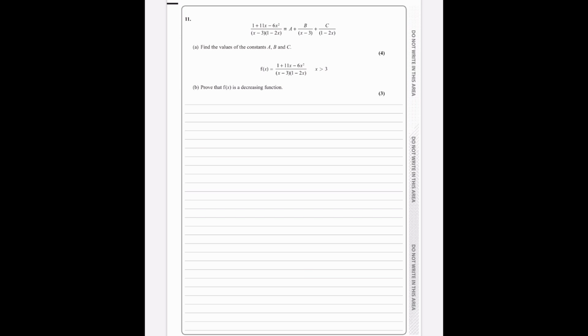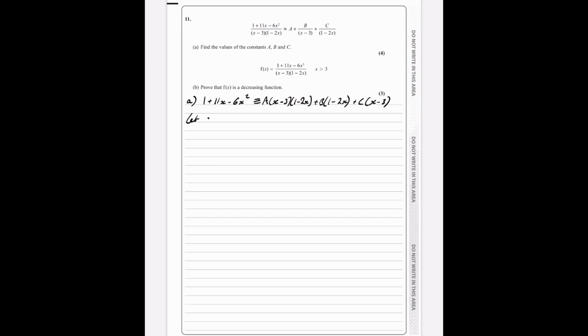Question number 11, partial fractions. So it gives us the setup for the partial fractions. I am going to multiply both sides of this equivalency by x minus 3 and 1 minus 2x. The x minus 3 is going to cancel on the b, and the 1 minus 2x is going to cancel on the c. So we're left with the numerator from the left-hand side, then a lots of x minus 3, 1 minus 2x, b lots of 1 minus 2x, and c lots of x minus 3.